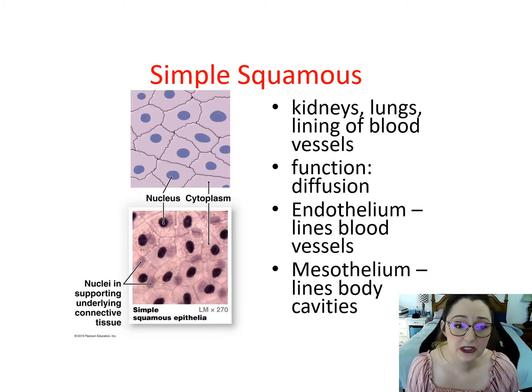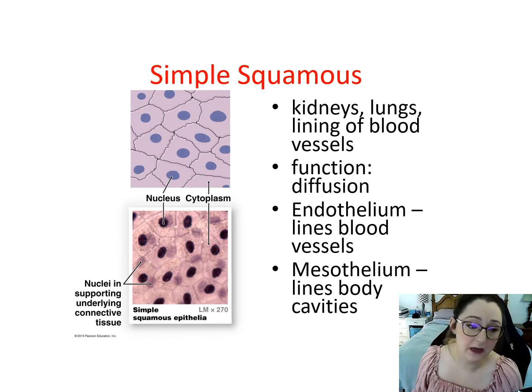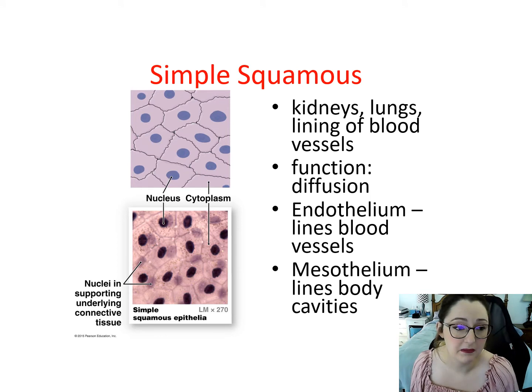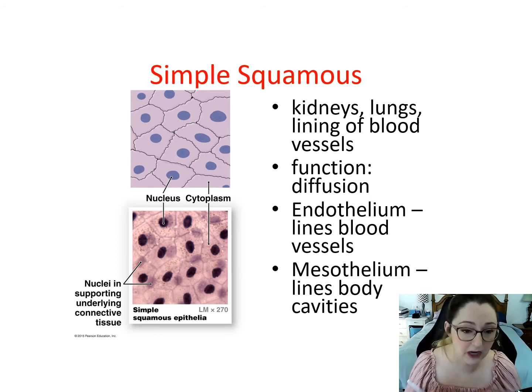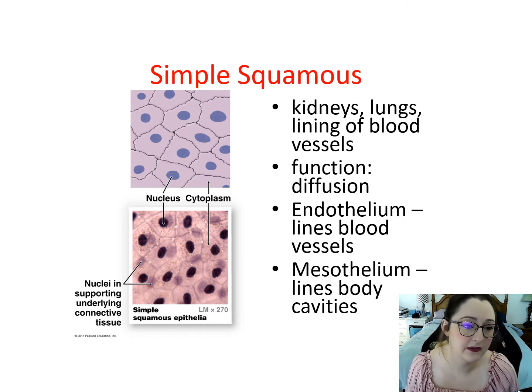So for each type of epithelial tissue, I do want you to know the location and kind of a basic function. More specifically, I want you to know what it looks like, as well as a location. And in general, know that epithelial tissue is going to have these various functions, and just know the location is kind of the more important thing. So here we have simple squamous. So our cells are going to be nice and squished. You're going to find them in the kidneys, lungs, and lining of blood vessels.